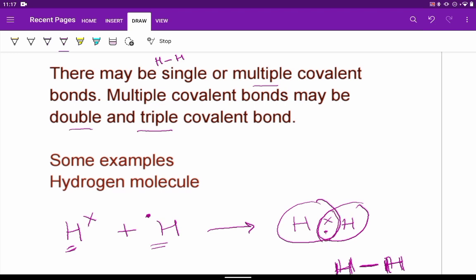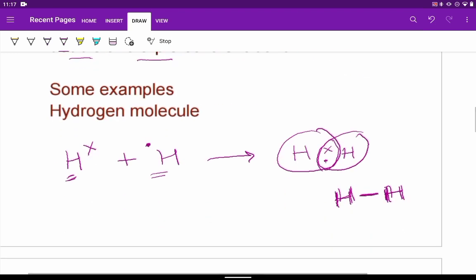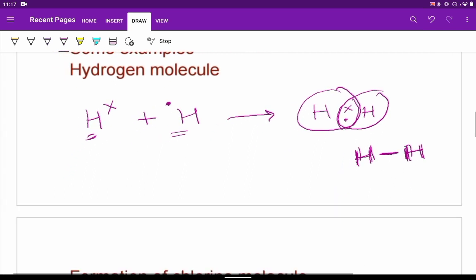So we see one cross and one dot, that is one electron is shared by each of the atoms. And since it is one electron pair, we get a single bond. This single bond is represented by this dash. So it is H-H. It is a hydrogen molecule consisting of 2 hydrogen atoms. Here you see both the atoms are of the same element.